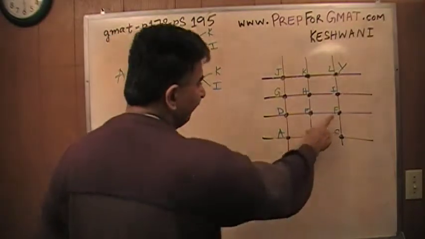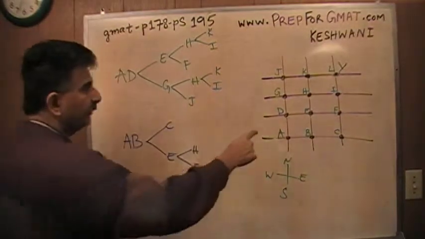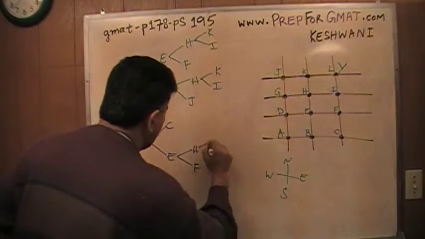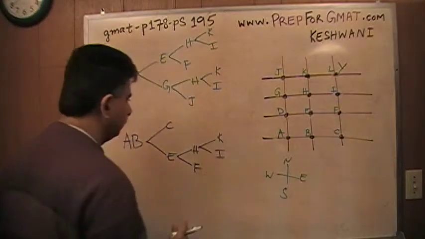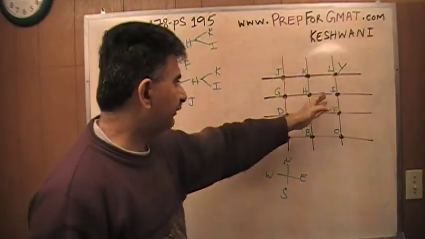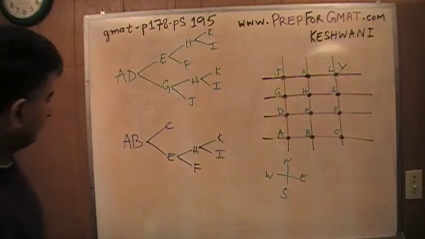If I went F, then there is no choice. After that, just keep going north and finish your journey. If I went to H, I would have 2 choices, either K or I. Once I reach the K, of course, I go east and finish my journey. Once I reach the I, I go north and finish my journey, and that's it. So how many different possibilities are there? Let's count them.